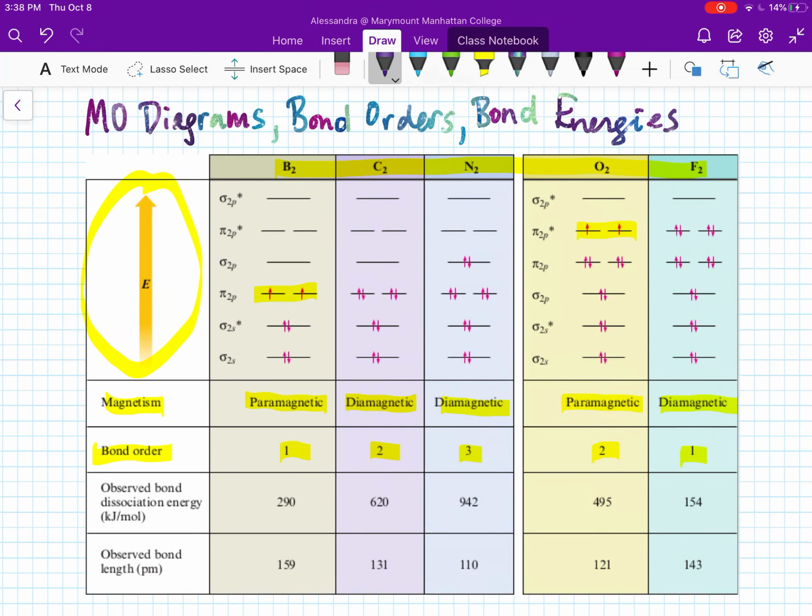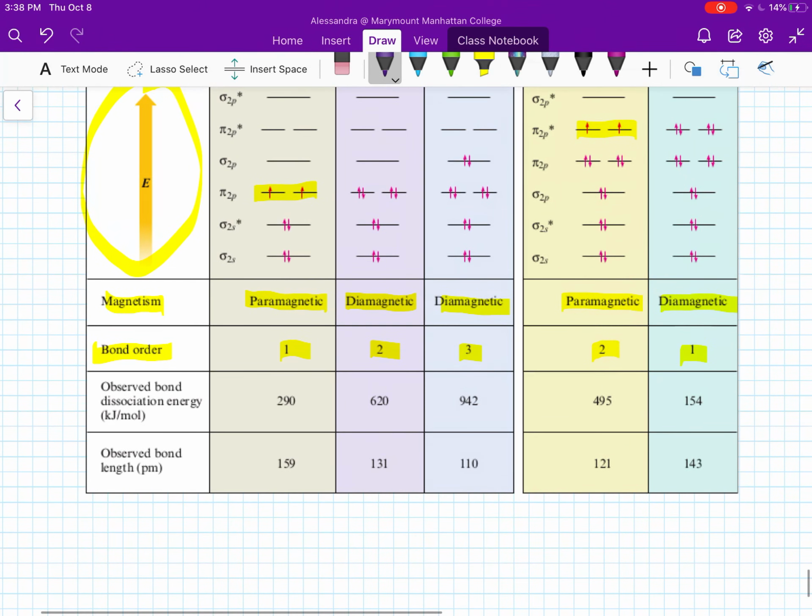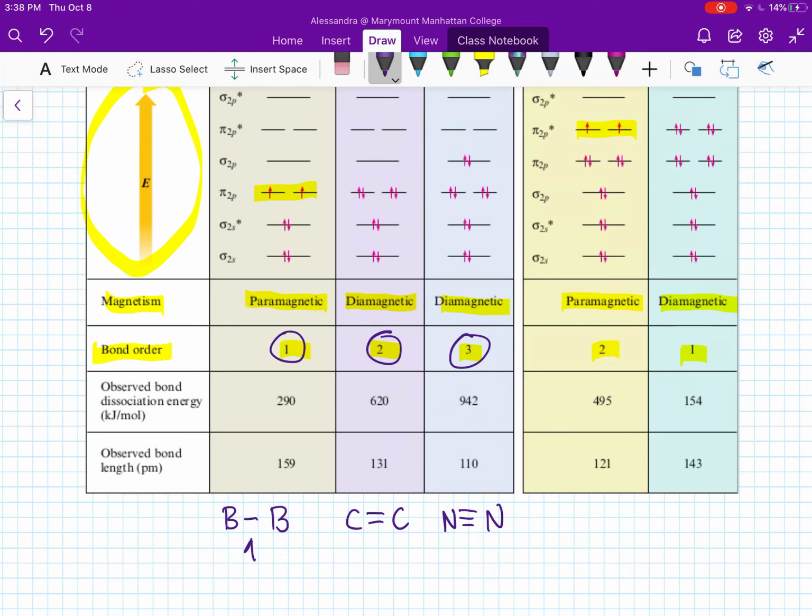In general, bond order actually corresponds to whether the bond is single, double, or triple. So for boron, we would expect a single bond in the diatomic molecule. For carbon, we would expect a double bond. And for nitrogen, we would expect a triple bond. So in general, these bond orders correspond to the bond being single, double, or triple. Same with oxygen and fluorine over here. For oxygen, we would expect a double bond between the oxygen atoms, and for fluorine, we would expect a single bond.